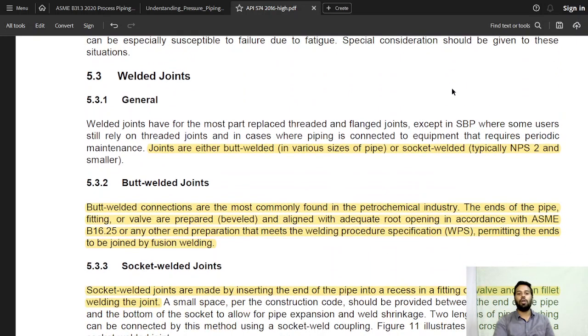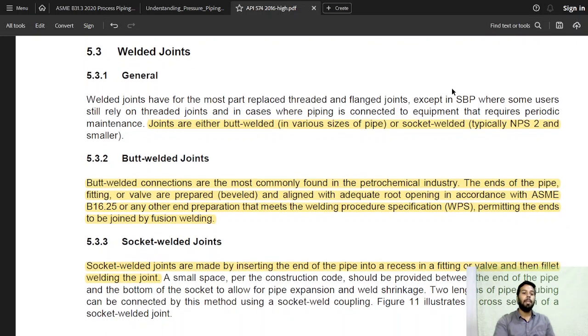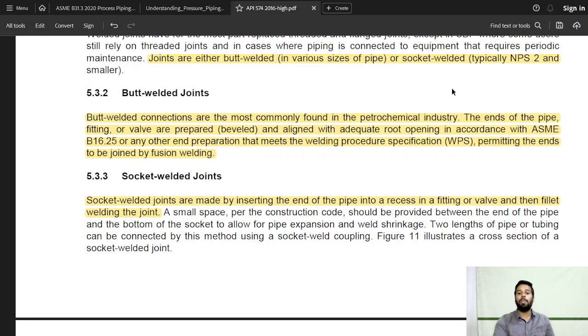Welded joints are either butt welded or socket welded. Butt welded are going to be the bigger size, and socket welding are generally going to be typically NPS 2 or smaller. Butt welding connections are most commonly found in the petrochemical industry. The ends of pipe fittings or valves are prepared, that is beveled, the angle is cut out on the metal, and aligned with the adequate root opening in accordance with ASME B16.25, and other end preparation that meets the welding procedure specification, that is WPS, permits the ends to be joined by fusion welding.